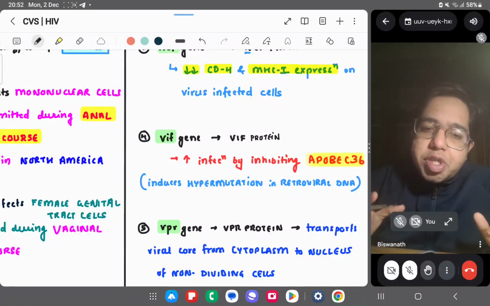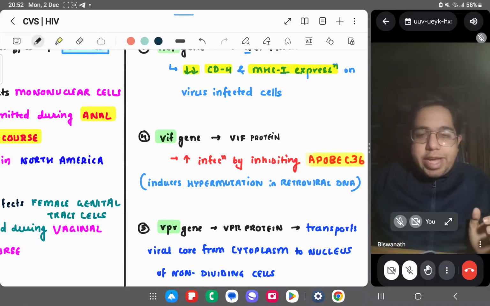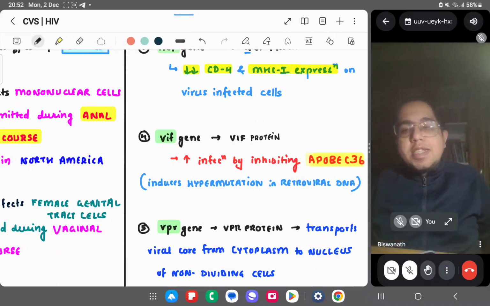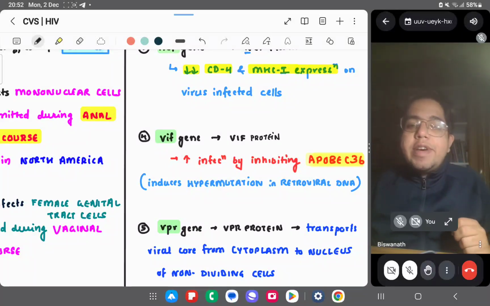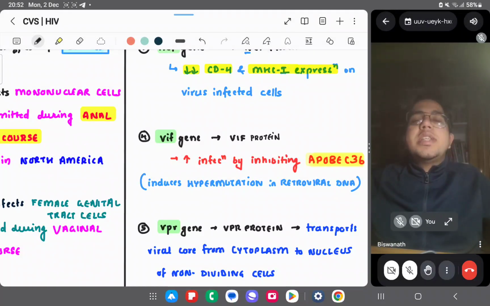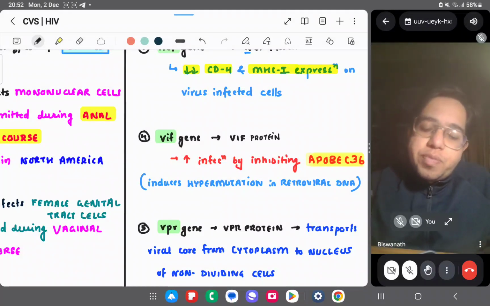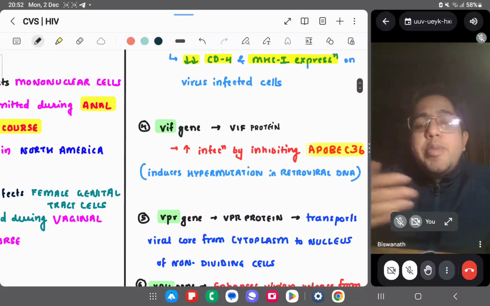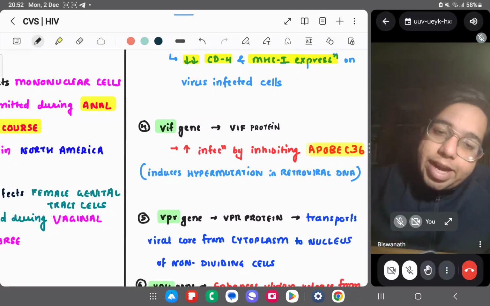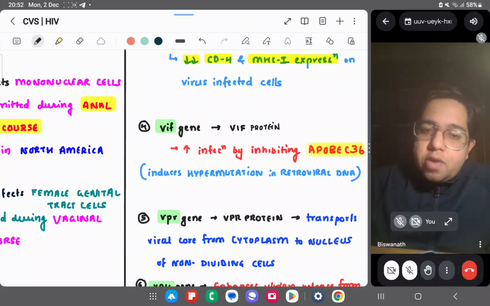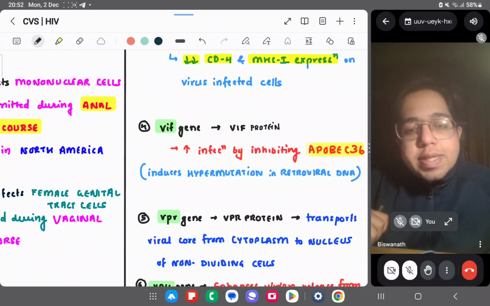Do you know hypermutation? Whenever the mutation occurs at a very high rate, right? There are many chances of error, and when there are many chances of error, then opportunistic infections will come to flow, right? So it is causing variants of this virus, which are not desirable for us.